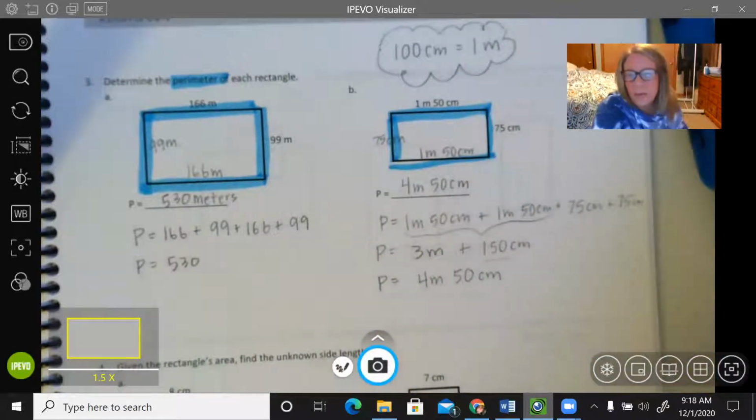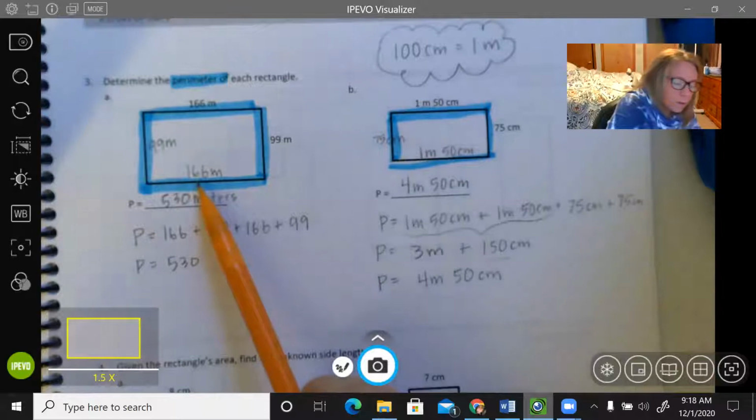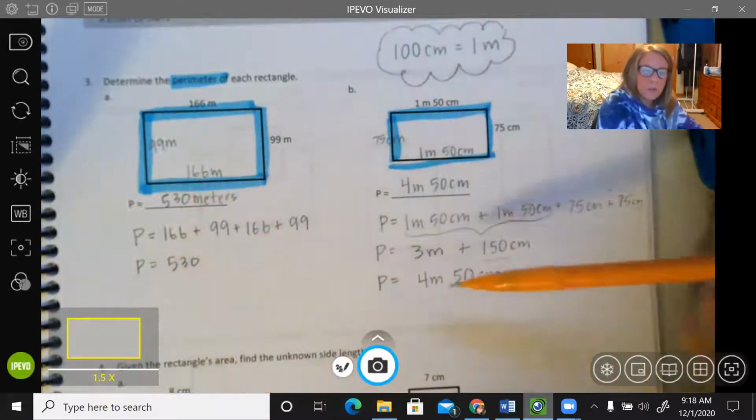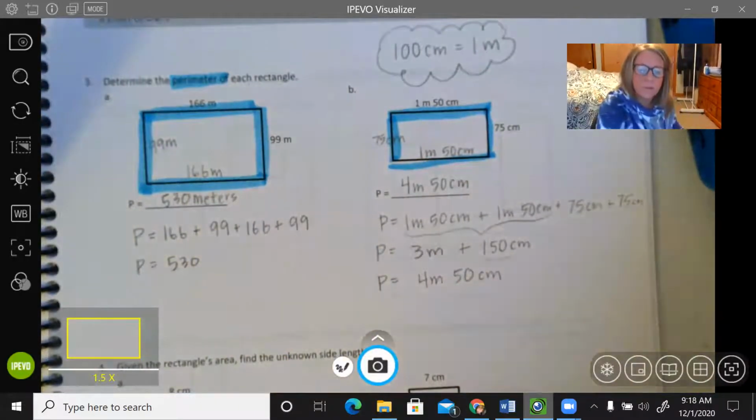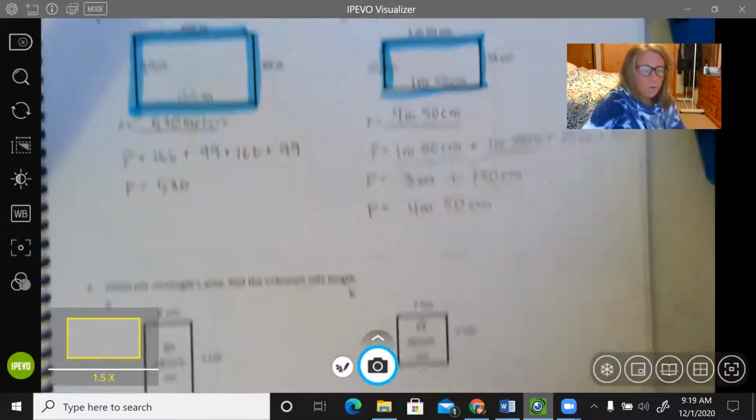And this is more real life because it's not very often where you are going to be putting fence around a yard, or maybe putting a border around a window, or a picture frame where you're going to have round numbers like this. So this one is very real life where you have meters and centimeters. Okay, moving on to number 4.